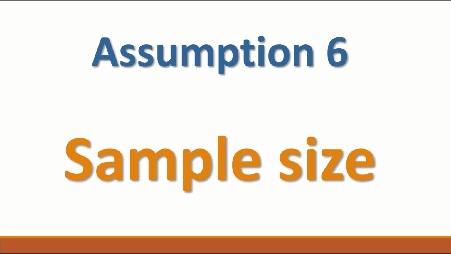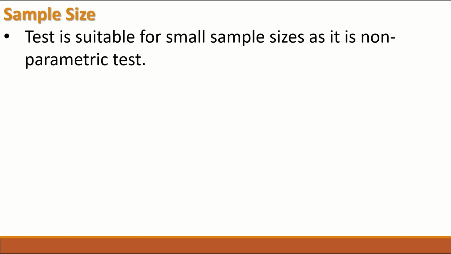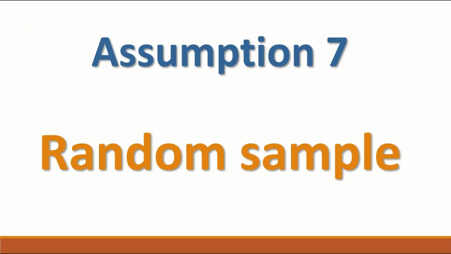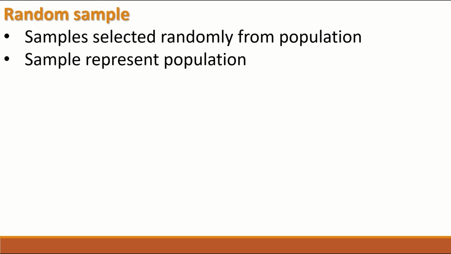The sixth assumption is the sample size. A small sample size can be used for this as it is a non-parametric test. So the test is suitable for a small sample size. And finally, the last major assumption is random sampling. Samples are selected randomly from the population, and the sample should represent the population.